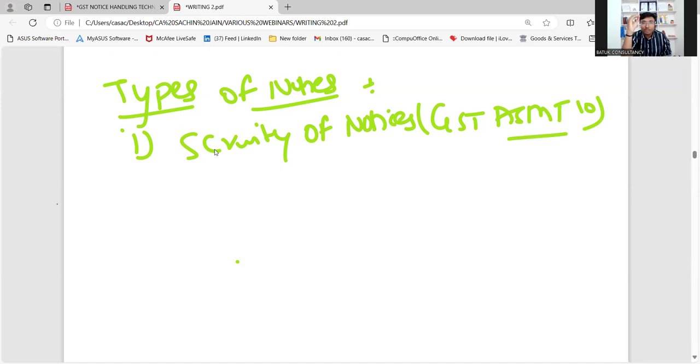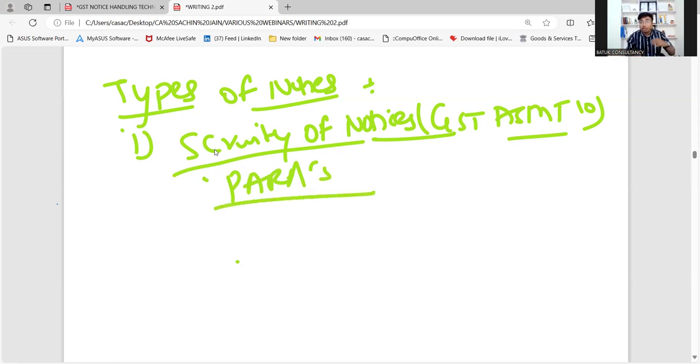This notice is completely based on various paras. The departmental authority may issue the demand on account of 3 to 4 grounds. So this scrutiny notice will be completely based on paras. Whatever paras are mentioned in that particular scrutiny notice, the department will ask for the documents related to that para only. So in case of scrutiny of returns, the scope is very limited for the departmental authority. That is the important point.